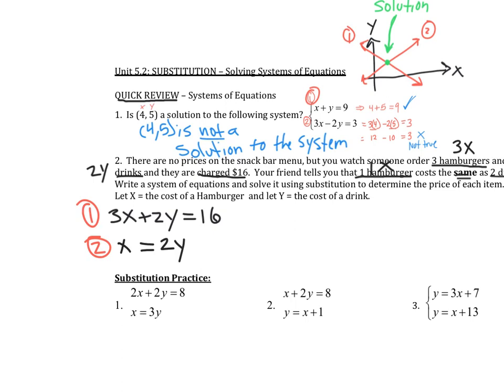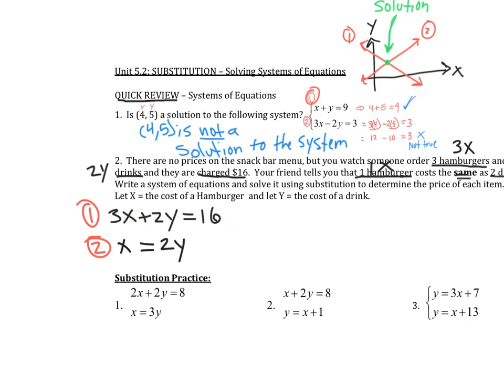So in equation 1, do you see how there's an x right here? There's an x right here. That one is going to be replaced with 2y. And why can we replace x with 2y? Because x is equal to 2y. That's what equation 2 says. Since x is equal to 2y, this x can be replaced with 2y. And that's what I'm going to do. I'm going to write 3 times 2y plus 2y equals 16.